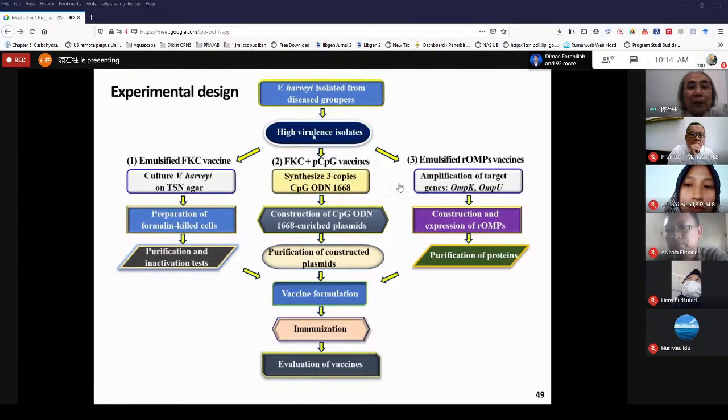So you should select the high virulence strain, the major strain, as your vaccine candidate. We use three different methods, like the formalin-killed vaccine in this experiment. After that, we also synthesize the adjuvant. We call it CpG, one of the oligonucleotides. It can enhance the fish vaccine efficacy.